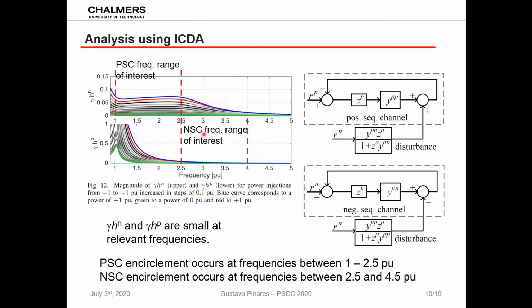And for the negative sequence frequency range of interest, which is between 2.5 and 4 per unit, we see that the term gamma HP is small as well, which allows us to approximate the negative sequence channel as shown in this figure. So what we can see in this case is that these two channels are completely independent. We only have positive sequence terms in the positive sequence channel, and negative sequence terms in the negative sequence channel. But this holds only if we are interested in studying resonance-related questions.